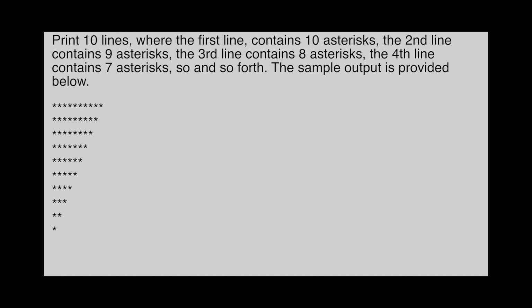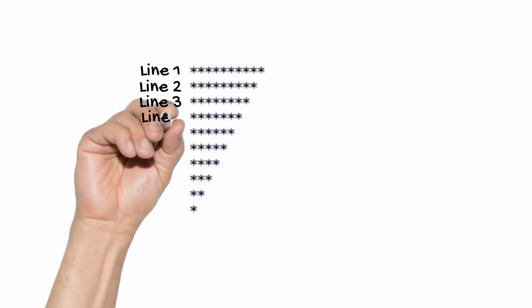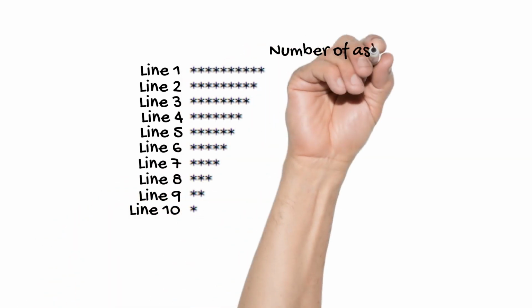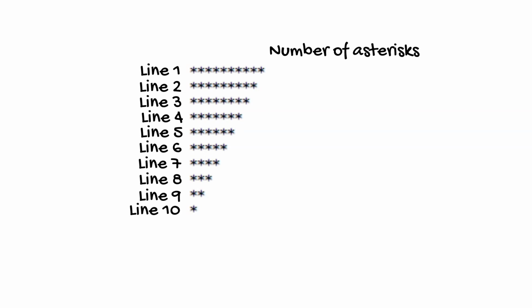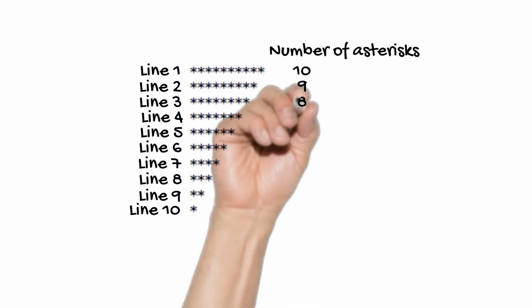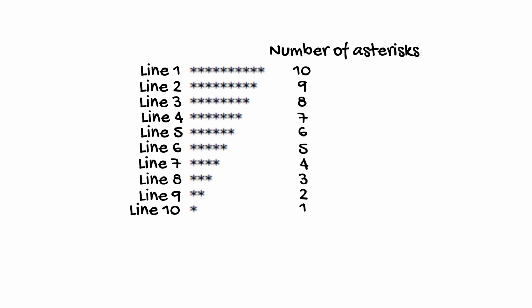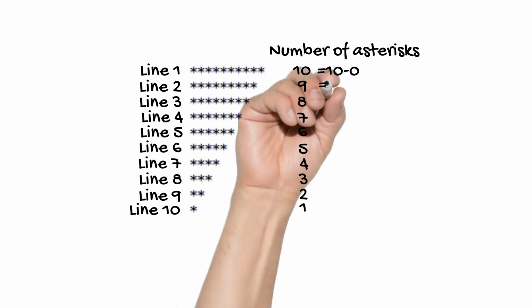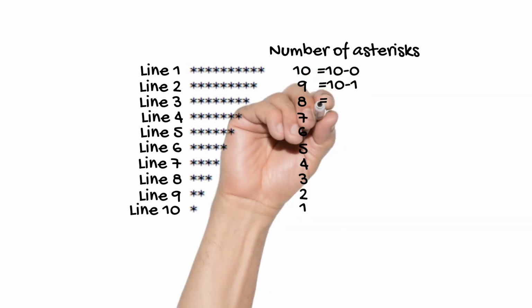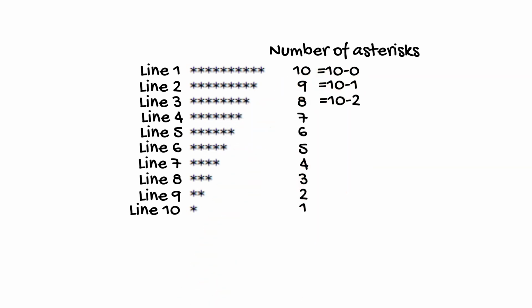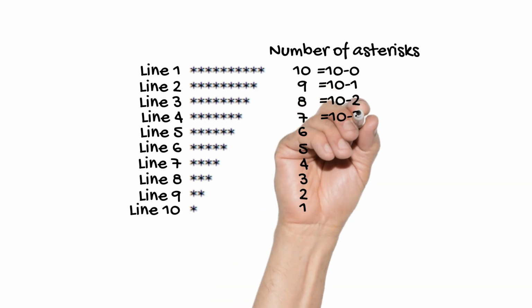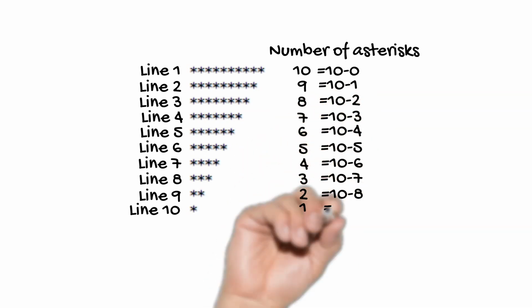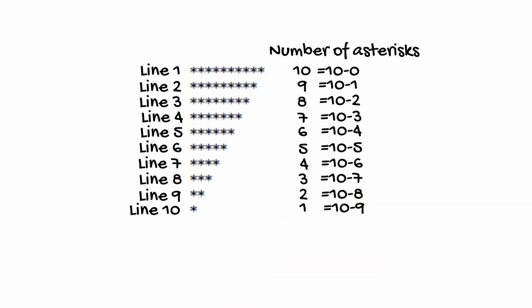Let us analyze the problem a bit first. Notice that the output of the problem must contain 10 lines of stars. The first line contains 10 stars. The number of stars reduces by 1 in the following line. The reduction continues till the 10th line. Notice that the first line has 10 minus 0 asterisks. Line 2 has 10 minus 1 asterisk, line 3 has 10 minus 2 asterisks, line 4 has 10 minus 3 asterisks, so on and so forth. Finally, the 10th line has 10 minus 9 asterisks, which is just 1 star.